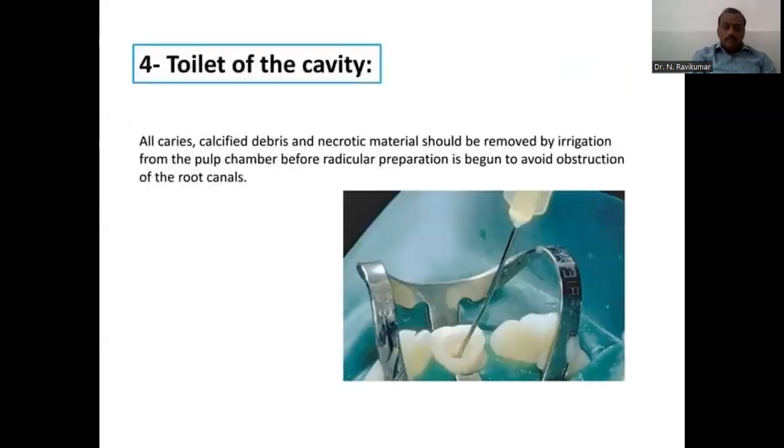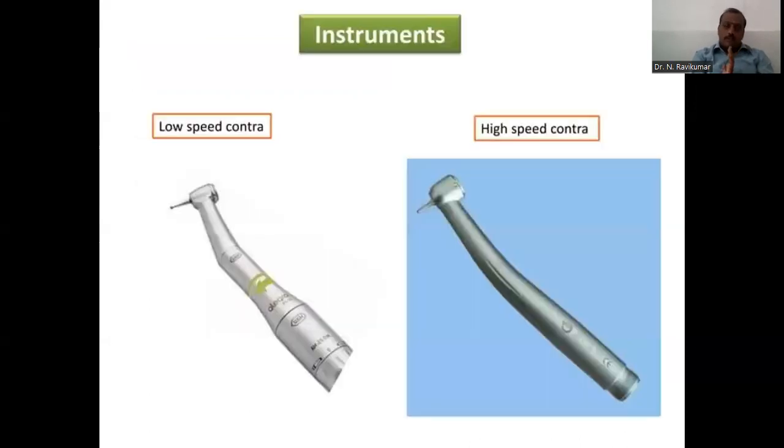What is the final step after the access cavity preparation? We have to remove the debris, necrotic material or remaining pulp tissue with the help of an irrigating solution, from the pulp chamber or from the radicular portion, for the next step of biomechanical preparation. So this is the toilet of the cavity. Removing the debris from the root canal is the toilet of the cavity.